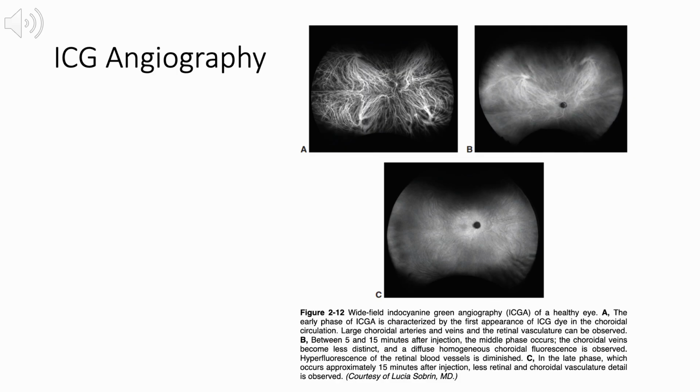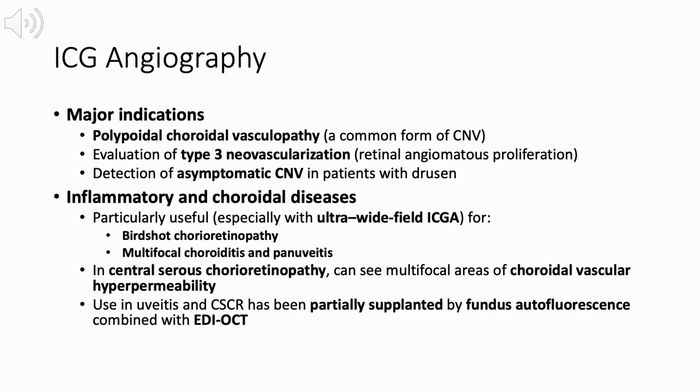Together, these images emphasize the phase-dependent information provided by ICGA and its strength in assessing choroidal circulation over time. With an understanding of its imaging properties, indocyanine green angiography is best appreciated in the context of its clinical indications. One of its major uses is in the evaluation of choroidal neovascular disease, particularly polypoidal choroidal vasculopathy, which represents a common form of CNV. ICGA is also valuable for assessing type 3 neovascularization, also known as retinal angiomatous proliferation, and for detecting asymptomatic choroidal neovascularization in patients with drusen.